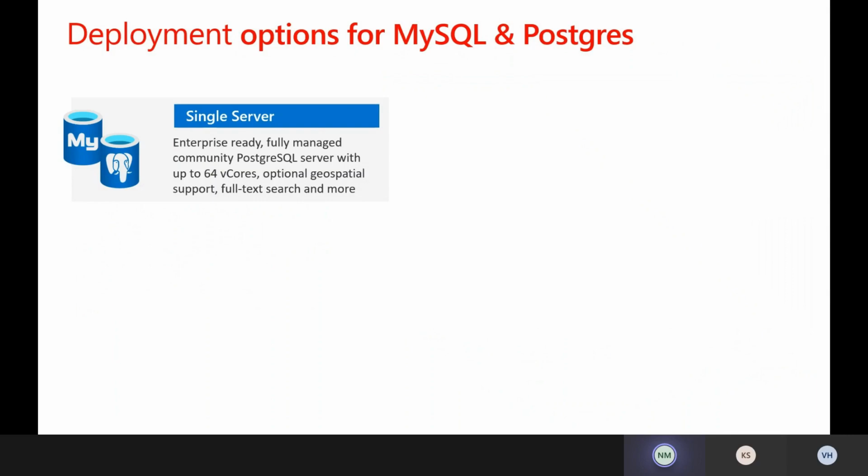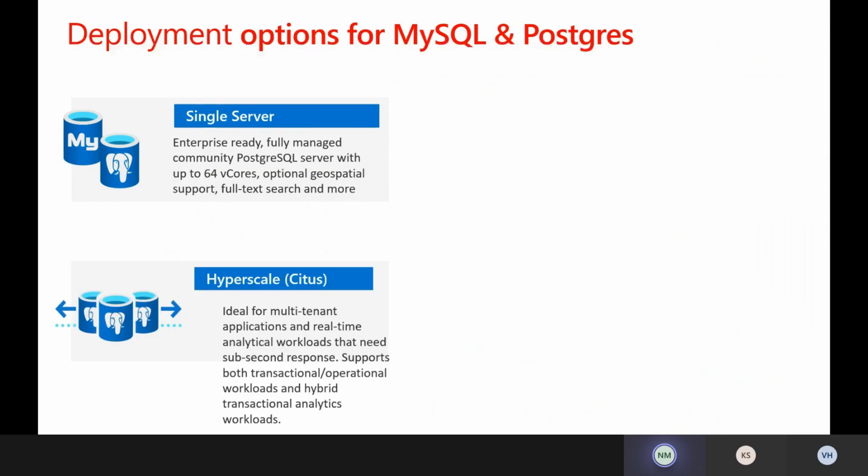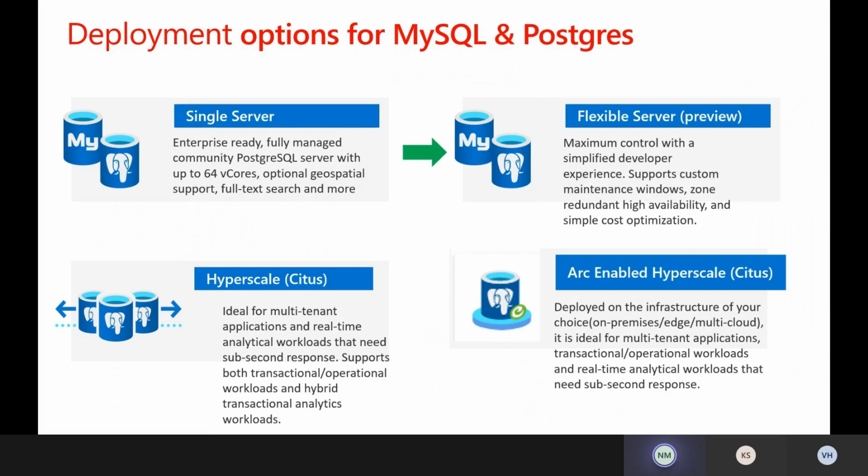Now, next is, what are the deployment options for MySQL and PostgreSQL? Okay, so single server, which is currently a generally available service. It's enterprise ready, fully managed with community versions. There is a lot of scale, a lot of high availability features, everything that you would require from an enterprise database, everything already built in. Replication, if you want to create replicas outside of region, all of that is currently part of single server. The next offering, specific to PostgreSQL, is hyperscale.